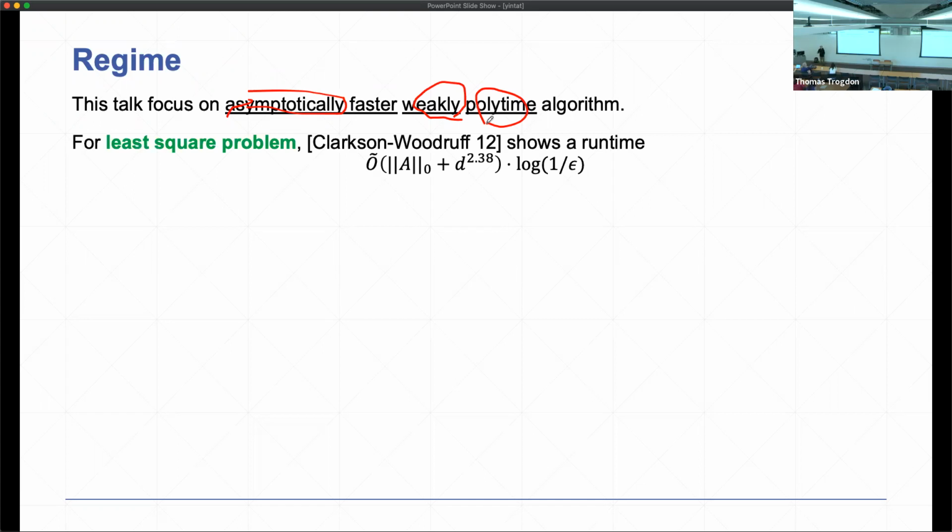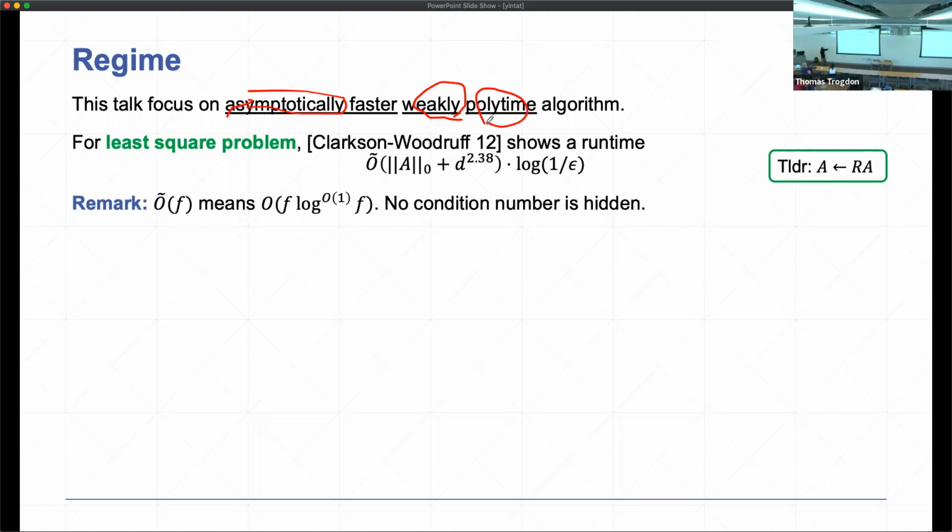Just as an example, for the least square problem, what type of algorithm satisfies all of those requirements? Turns out you can solve least square in this running time. nnz(A) means the number of non-zeros in A. So roughly 10 years ago, they showed you can solve the least square problem in time linear in the number of non-zeros plus d to the 2.38, times some log 1 over epsilon. And roughly speaking, what they do is multiply your matrix A by some special random matrix such that it preserves the sparsity.